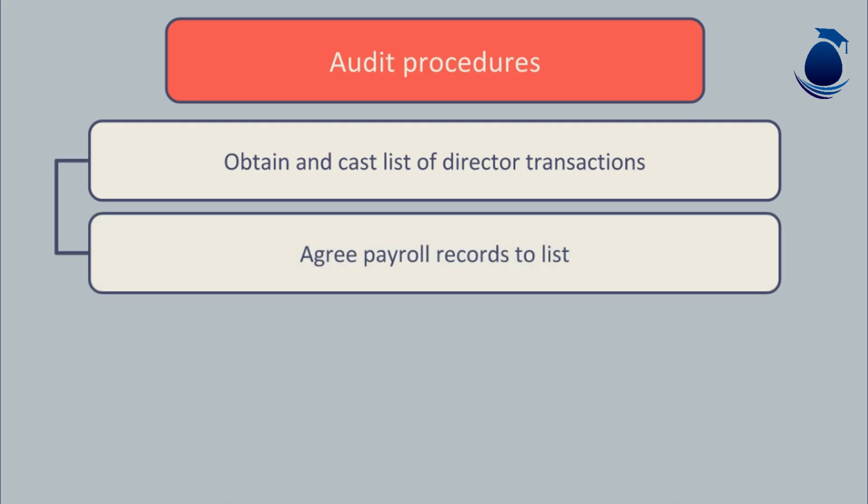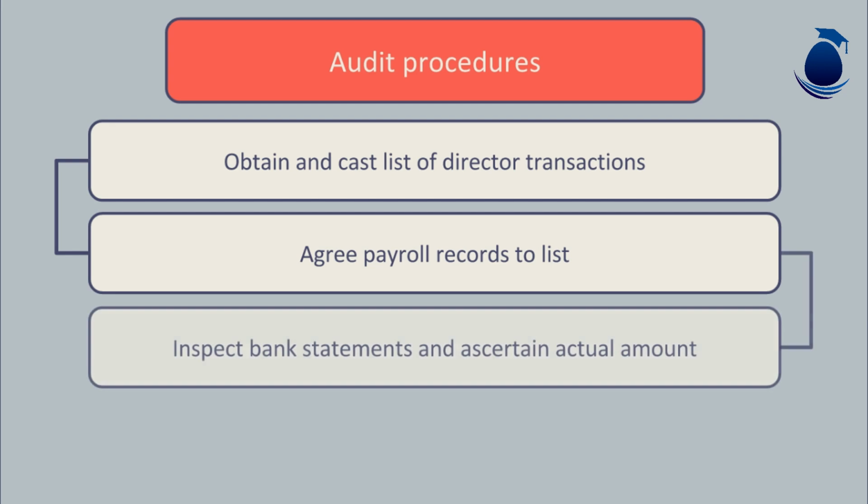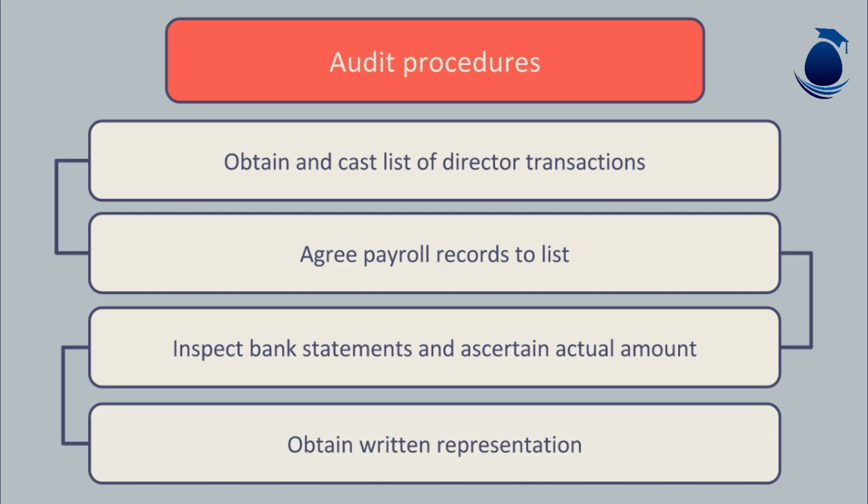Inspect payroll records and agree the balances to the list. And inspect bank statements and agree the amounts actually paid. And obtain a written representation from the directors that they have included all directors' remuneration to the auditor.